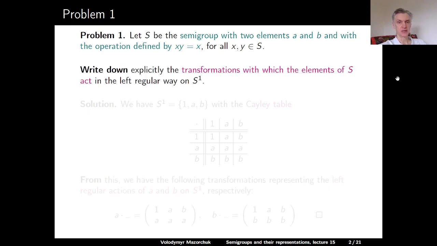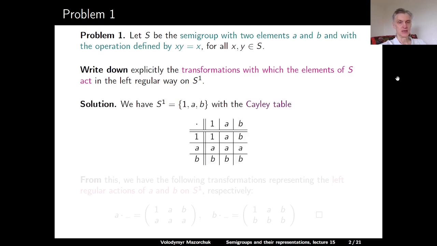Write down explicitly the transformations with which the elements of S act in the left regular way on S^1. Solution. Let us look at the semigroup S^1. The semigroup S doesn't have any unit element, so S^1 is S with the unit element 1 adjoined. So it has three elements, 1, A, and B. The Cayley table of S^1 is as follows.